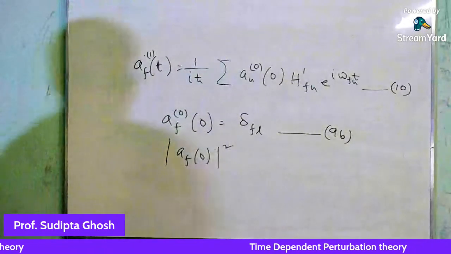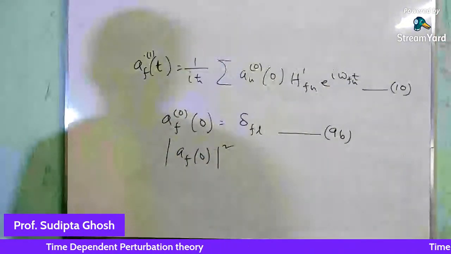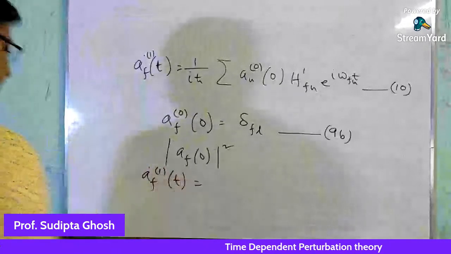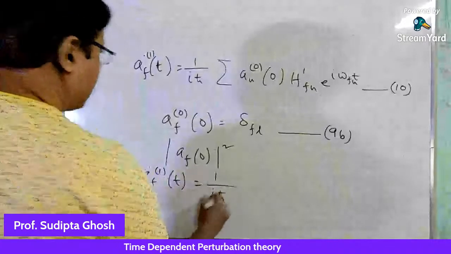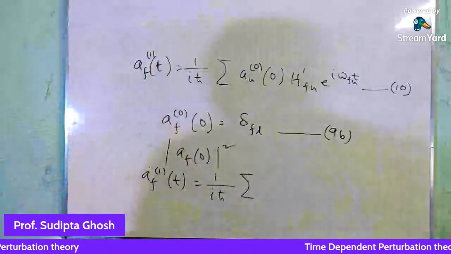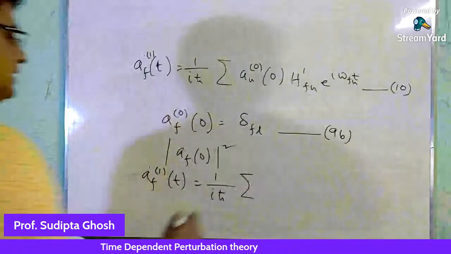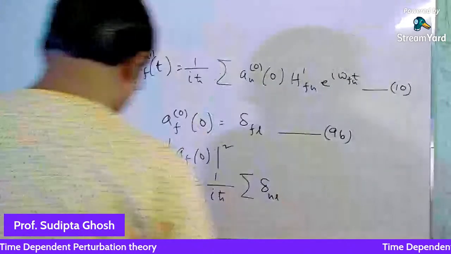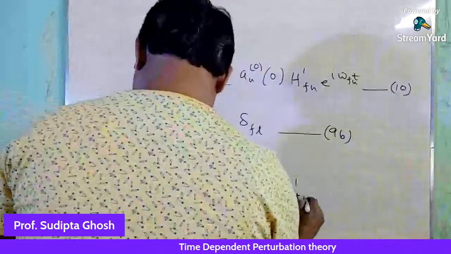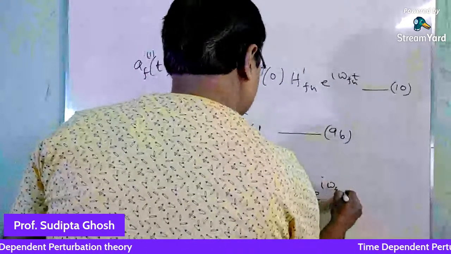So, making use of these equations, equation 10 results in a_f dot 1(t) equals 1 by iħ summation, as a_n(0) becomes delta_nL, so a_n(0) can be written as delta_nL. Okay, so it is delta_nL H prime_fn e to the power i omega_fn t.